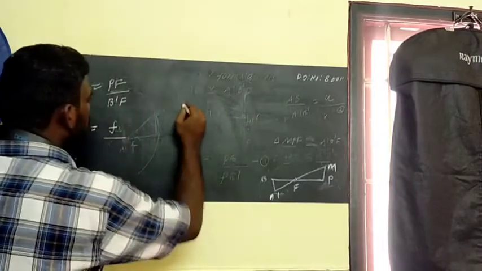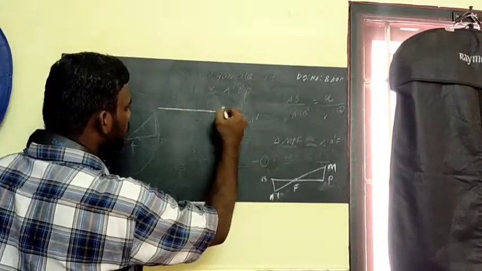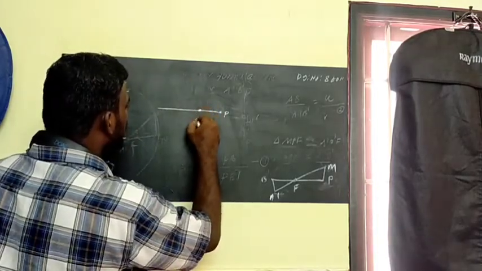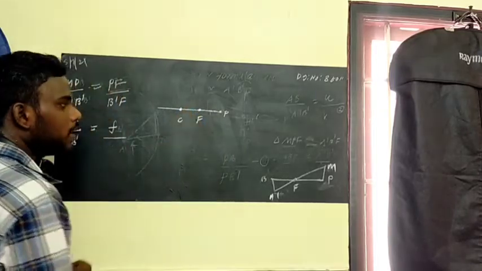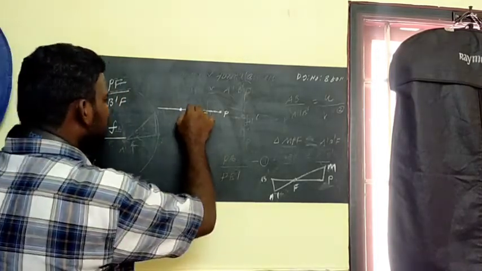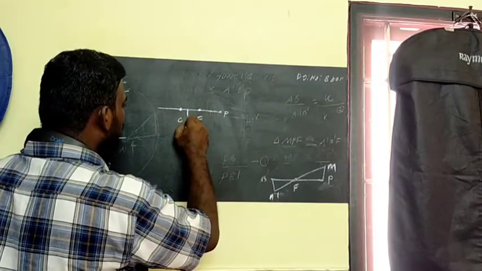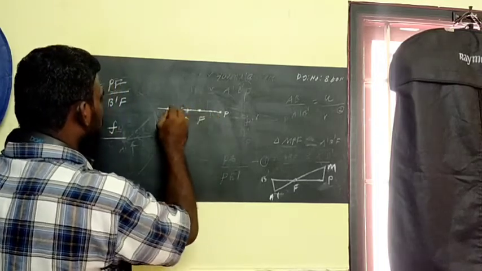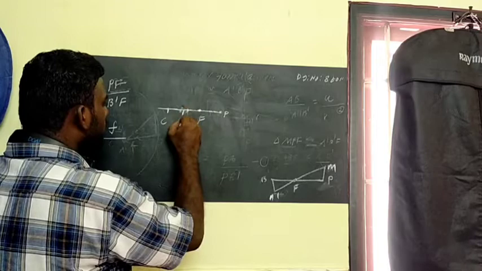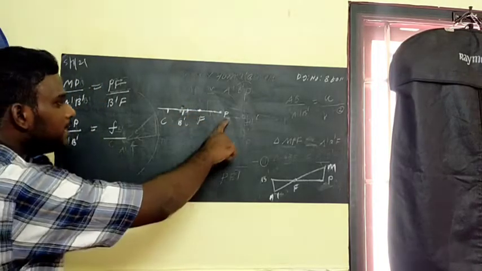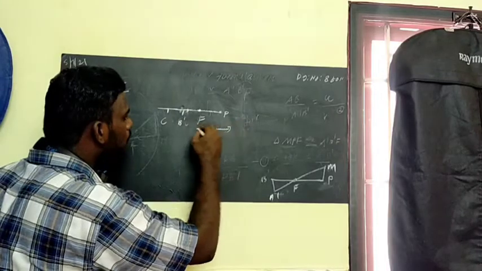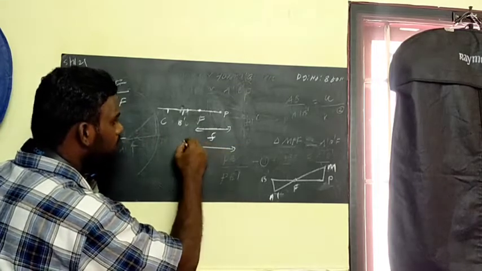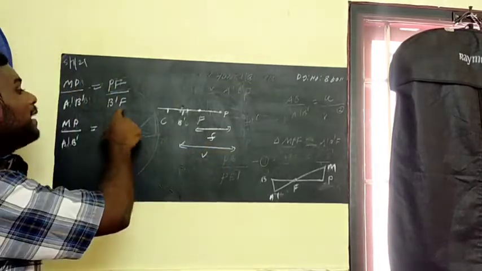So see the picture. Here we have a P, here we have an F, and here we have a C. And this point we can call B'. So here, listen, this is F. I want to use some space to understand easily. That is C, and this is B'F. So please understand this one. The distance between pole and focus is called focal length. And the distance between pole and the image is called what? Image distance. That is called V.